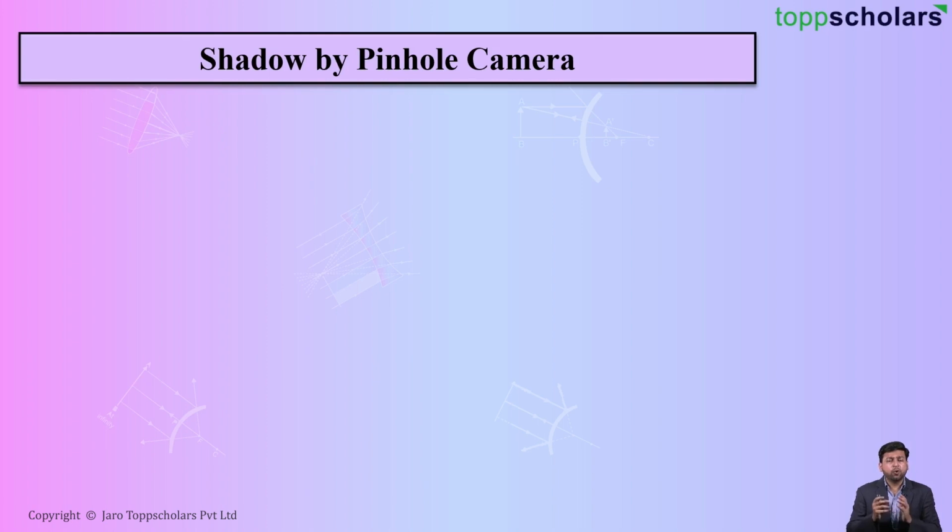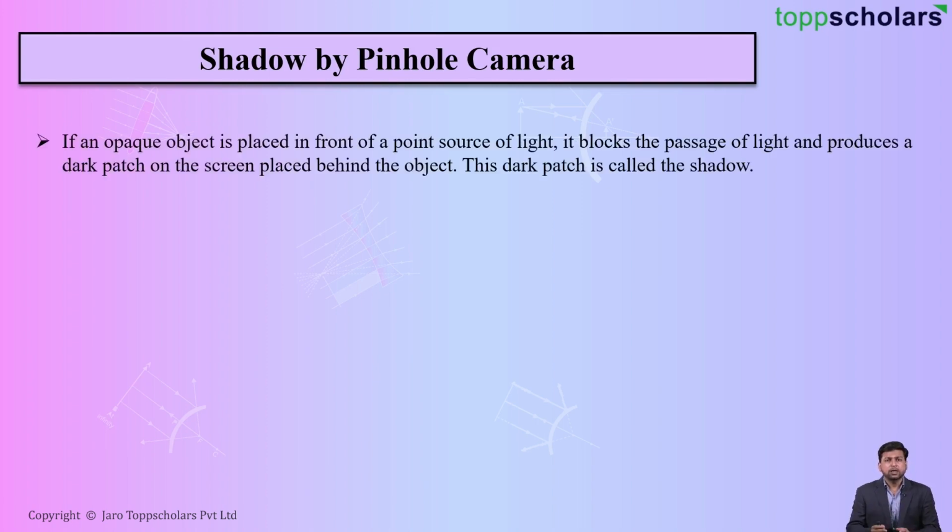Now students, what do you understand by a shadow? So in simple words we can say that if an opaque object, now what is an opaque object? An opaque object means an object through which the light cannot pass. For example, your body. Light cannot pass through the body. So such bodies are called opaque objects.